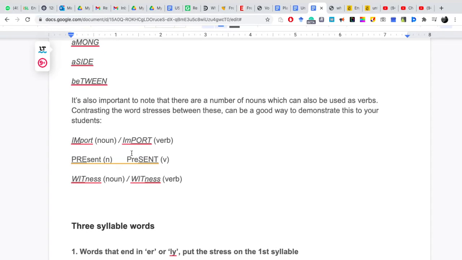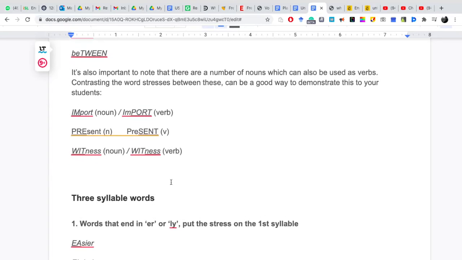Pay close attention when we are using the same word, but this word takes a different form. For example, it can be a noun or it can be a verb. It depends on the pronunciation that we give to this word. If we are using this word as a noun, the stress normally goes on the first syllable, import. But if it's a verb, the stress goes on the second syllable, import. Present, present. But in the case of witness, the stress goes on the first syllable, witness as a noun and witness as a verb. There's no variation in pronunciation with this one.